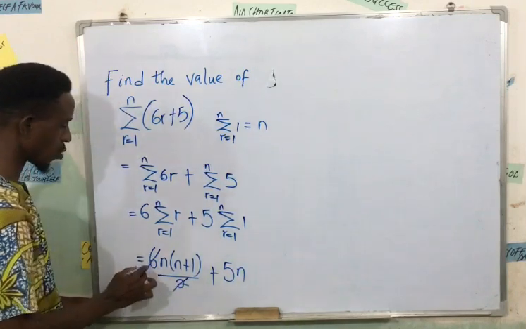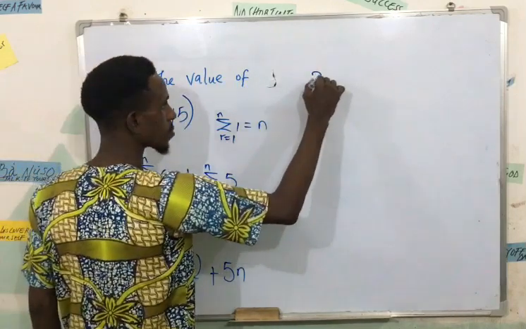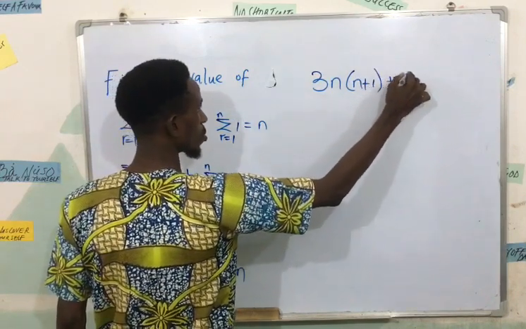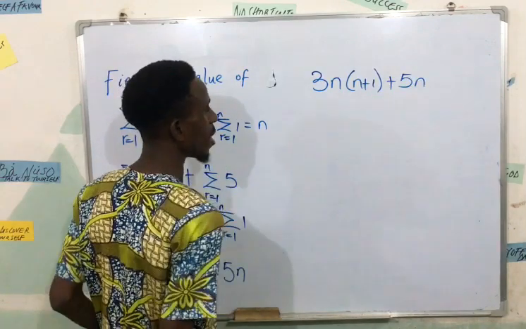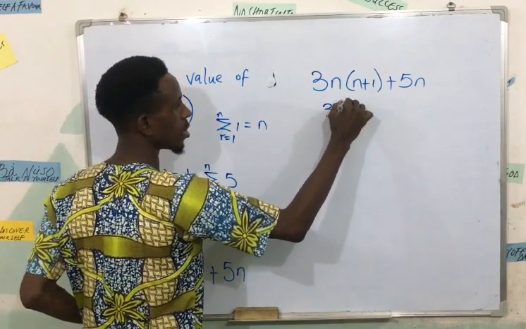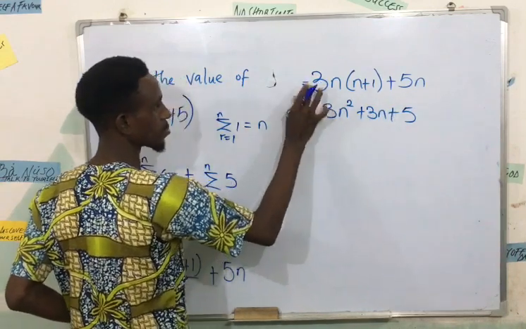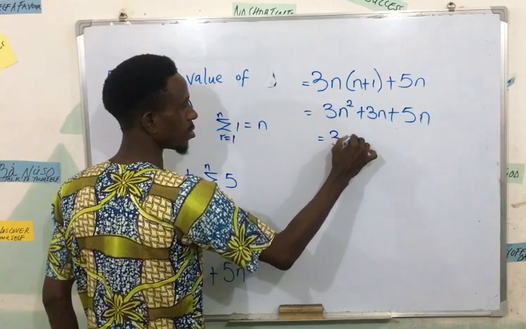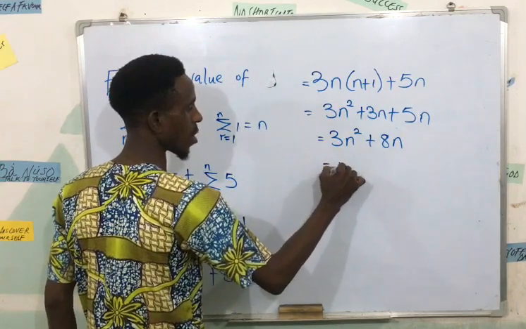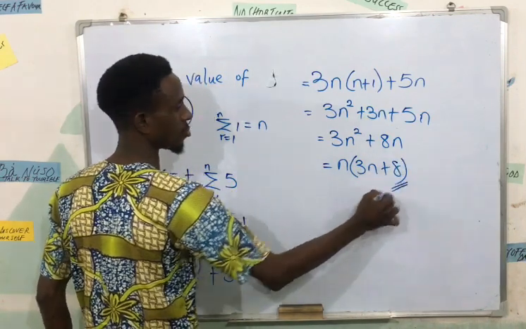So my 2 here will go into 6, giving 3. So I'm going to have 3n into n plus 1, plus 5n. Okay, good. So if I expand this, I'm going to have 3n squared plus 3n plus 5n, right? So I'm going to have 3n squared plus 8n. So bring n out. I'm having n into 3n plus 8. So this is the value.